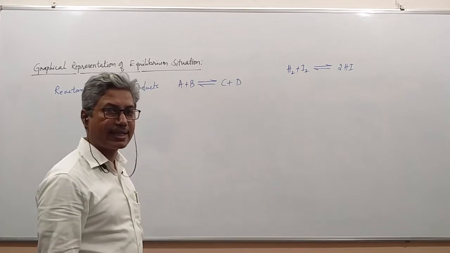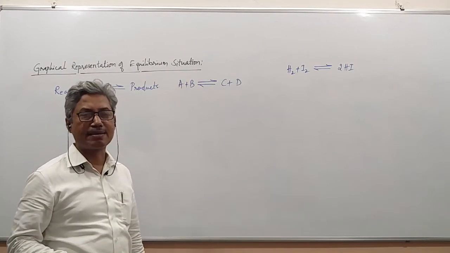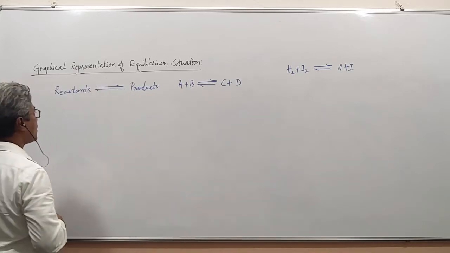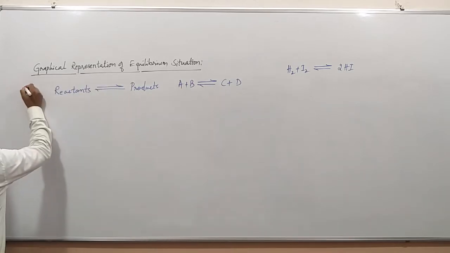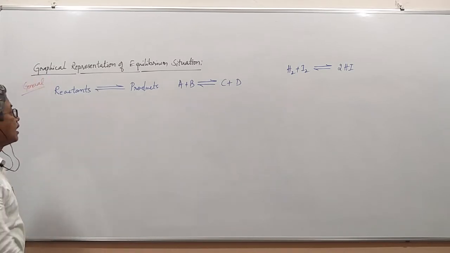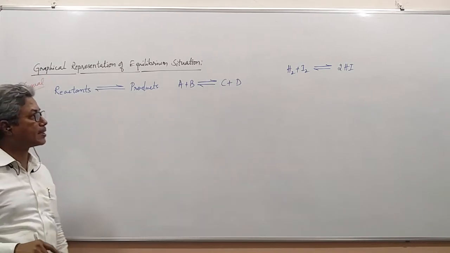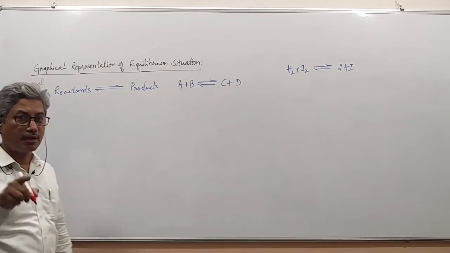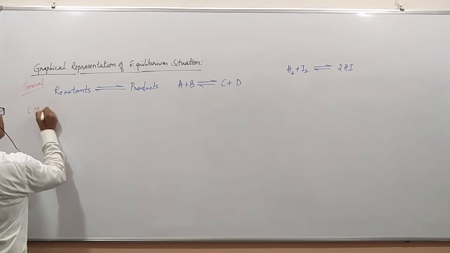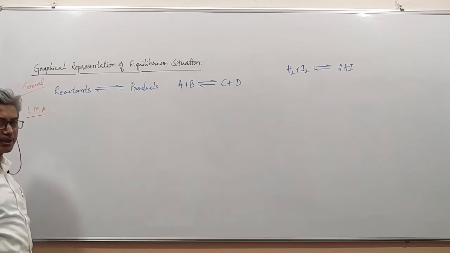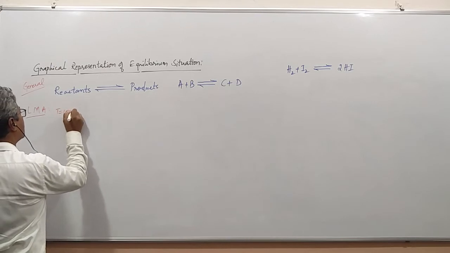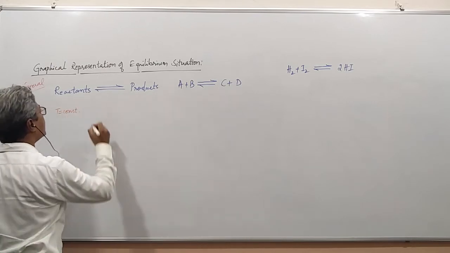Students, in this video we will see the graphical representation of the equilibrium situation. First of all, this is the general situation. This is the general equation. But to understand how to represent the equilibrium situation graphically, we should know the law of mass action.